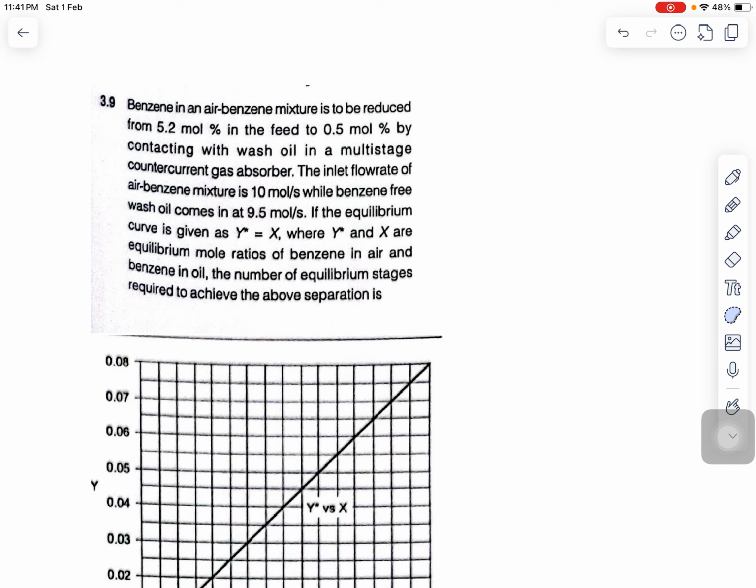So I've already uploaded many videos on mass transfer, process calculation, chemical engineering, and thermodynamics. So in this session I'll be discussing absorption mass transfer. So without wasting any time, let's start with the topic here.